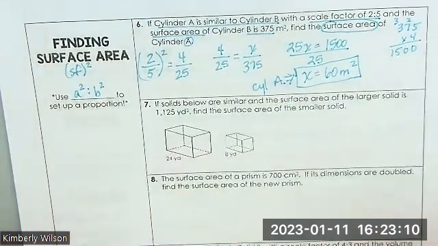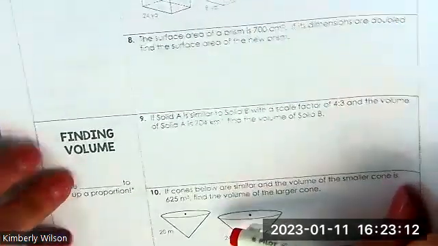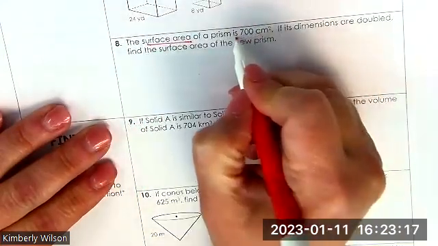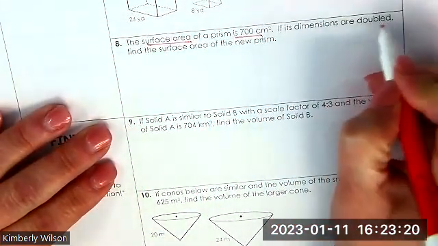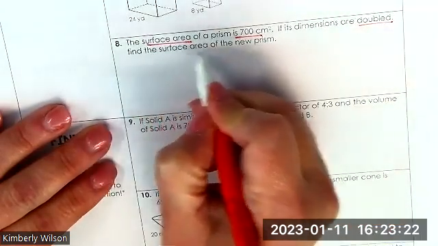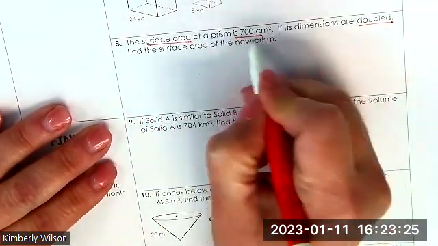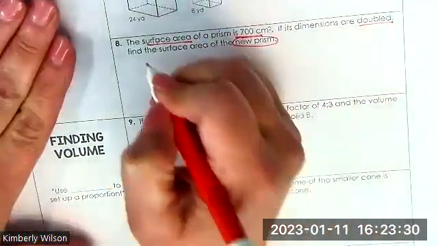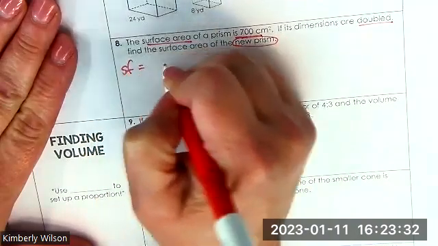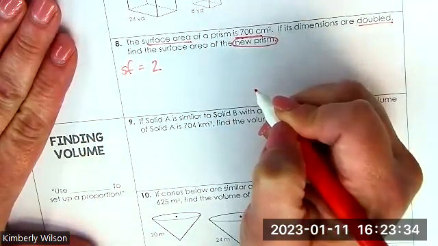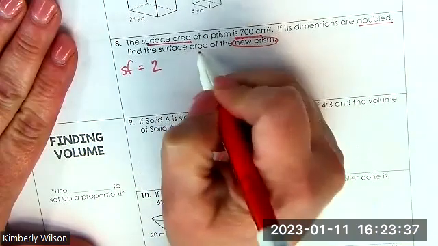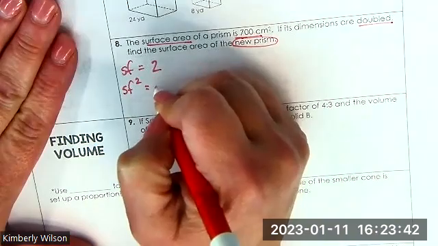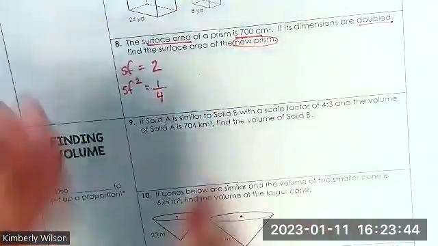Let's look at number 8. The surface area of a prism is 700. If its dimensions are doubled, find the surface area of the new prism. So we're looking for the new prism's surface area. If it's doubled, then that means my scale factor is 2. Remember, when it's surface area, we do the scale factor squared. So that means it's going to be 1 to 4.